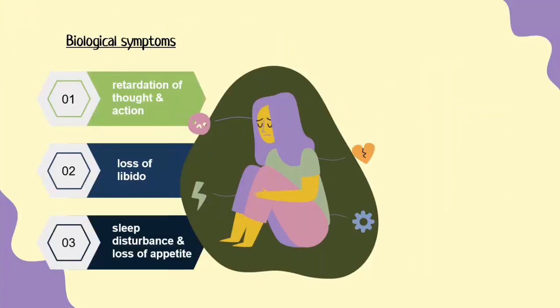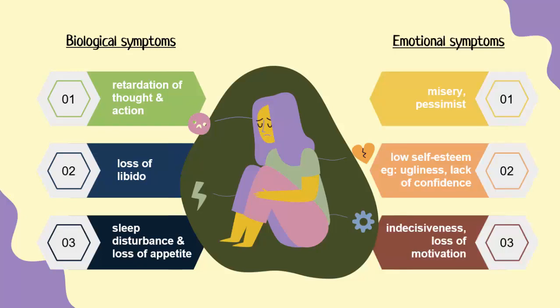So basically, patients with depression can show some symptoms like retardation of thought and action, they have sexual dysfunction, and also they have sleep disturbances and loss of appetite. And also they have some negative emotional symptoms like they always feel misery, they have low self-esteem, they have loss of motivation, and so on.